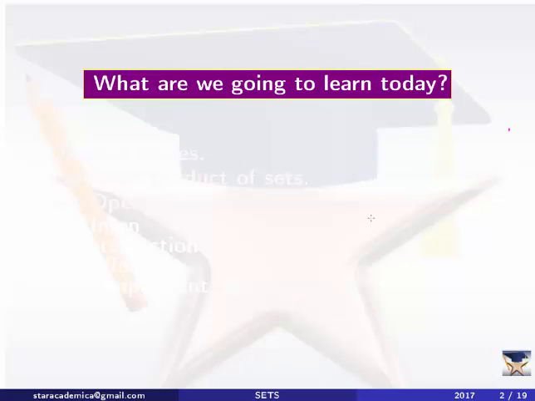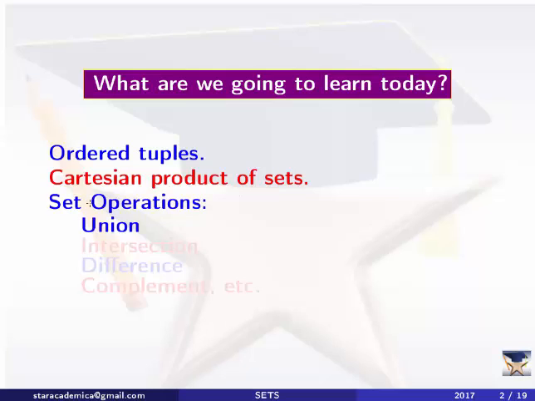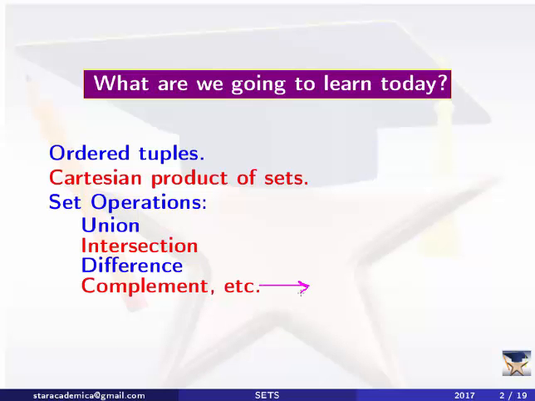Okay, what are we going to learn today? Ordered tuples, Cartesian product of sets, operations. We'll see union, intersection of sets, difference, complement, and some other examples.